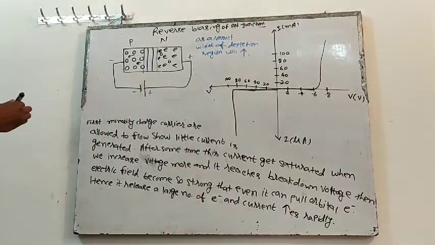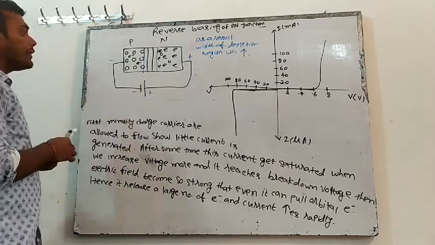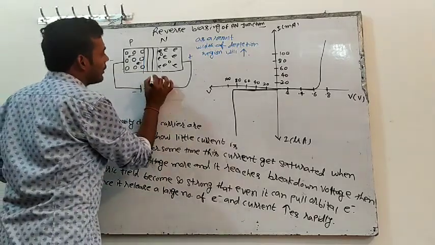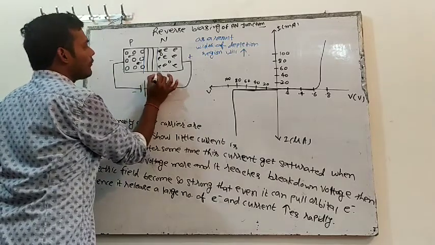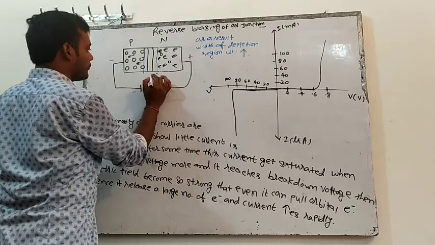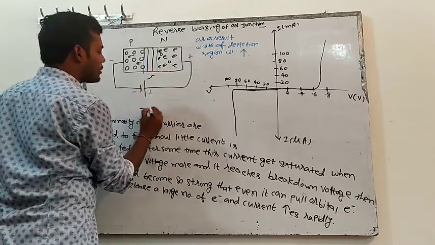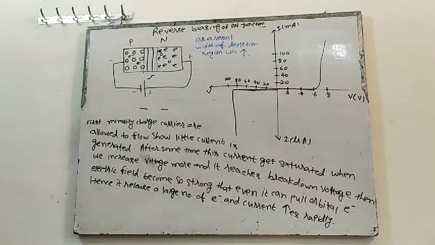So initially the depletion region was here. Now this width will increase. If this width increases, then what will happen? See, initially the potential barrier: this was high potential, this was low potential, like this. Now what will happen? This potential barrier will also increase.